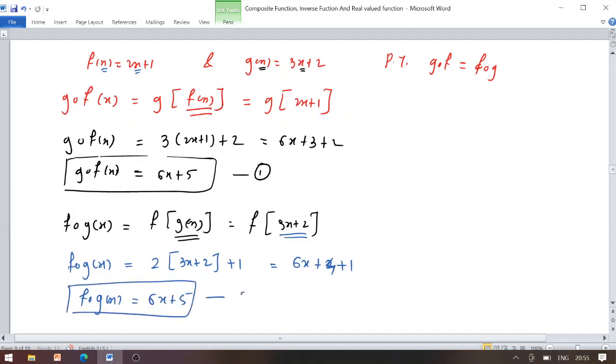So look at equation 1 and 2 carefully. From equation 1 and 2, we can write that g composition f of x is equal to f composition g of x.